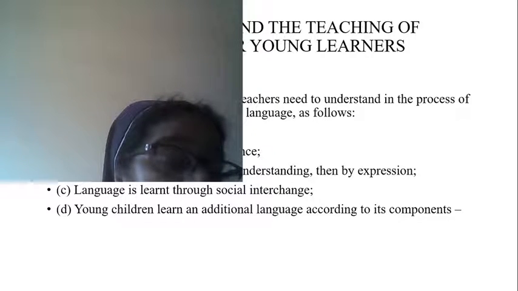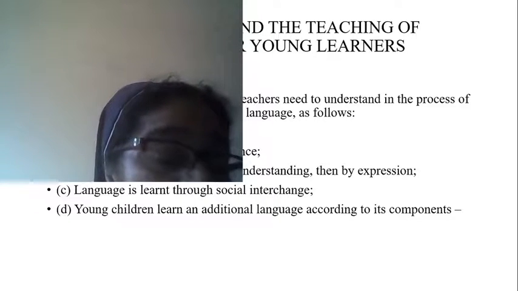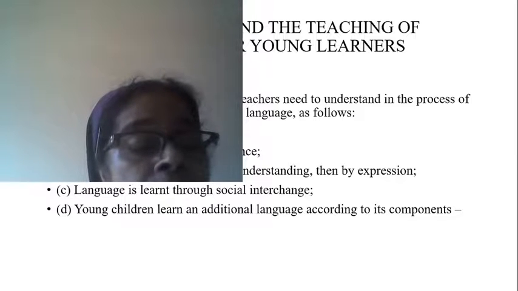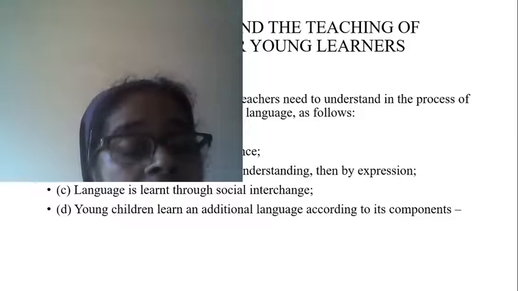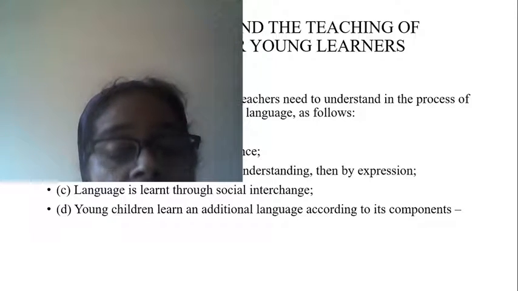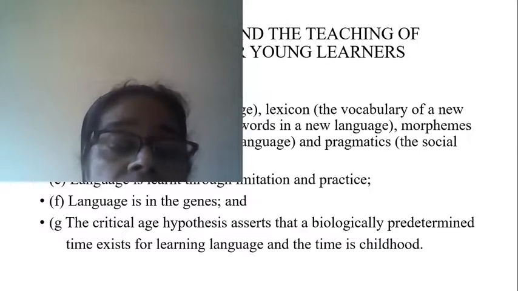So we have seen the wolf child, we have read and you would have come to know how the child only behaved like the bull. But when the child was brought to human society, he could not. He behaved as a baby of the bull. Now, the fourth one. Young children learn an additional language according to its components.